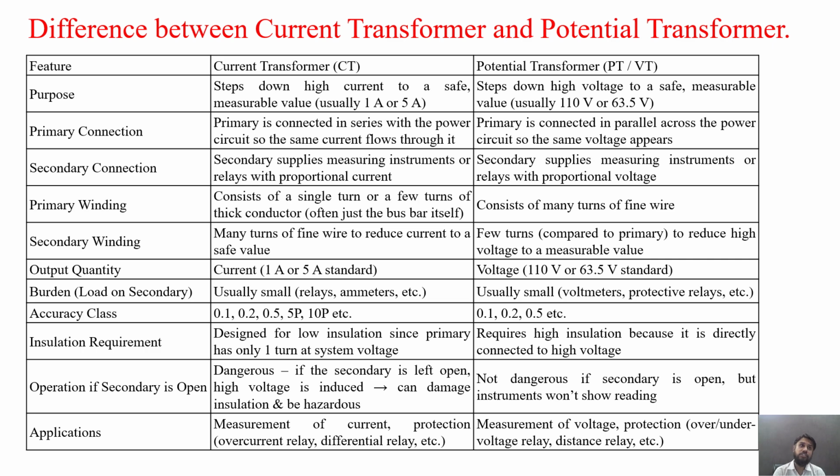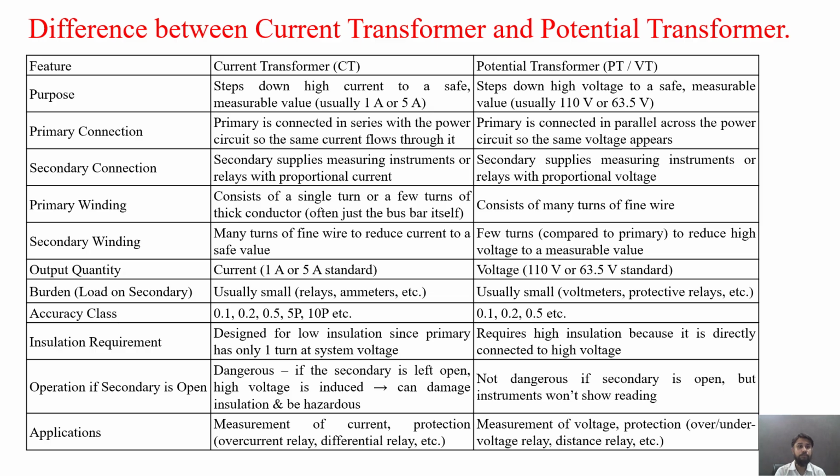Secondary supplies the measuring instrument or relays with proportional current, either 1 ampere or 5 ampere as per the rating. In case of potential transformer, the secondary supplies measuring instruments or relays with the proportional voltage rated as 110 or 110 by root 3 volts.